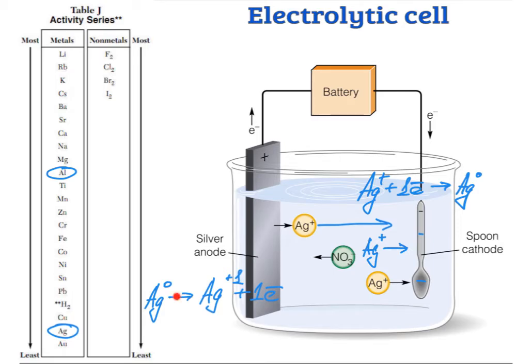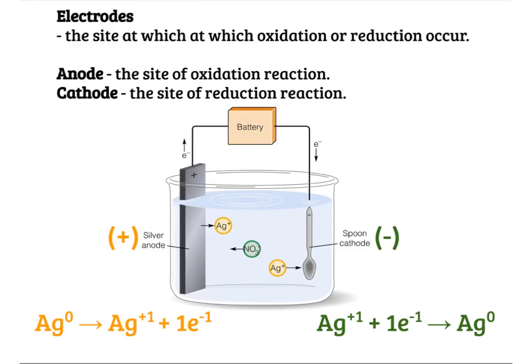Silver atoms are getting oxidized on the silver electrode, and silver ions are getting reduced on the aluminum spoon electrode. The electrode on the left is a site of oxidation. We call it an anode. The electrode on the right is the site of reduction. We call it a cathode. Nothing really changes about our definition of electrodes. They are still the sites of oxidation and reduction. Anode is still a site of oxidation, cathode is still a site of reduction.